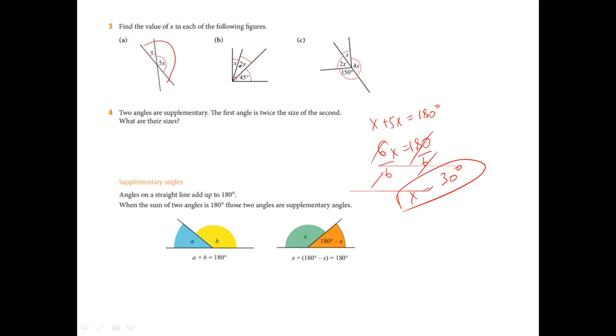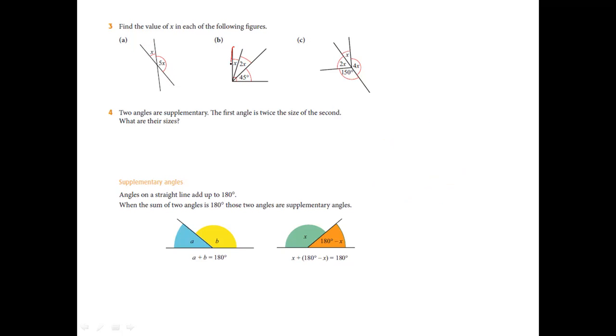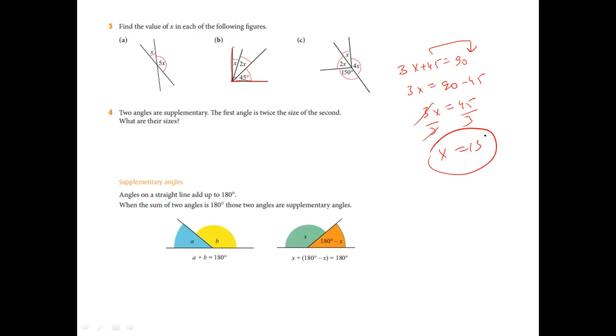And what about B? Are they complementary angles? Yes, because of its right angle. And x plus 2x is 3x. 3x plus 45 is equal to 90 degrees. 45 goes to the right side, so 90 minus 45. 3x is equal to 45, and we need only x. That's why I will divide by 3. X is equal to 15. When you put 15 in place of x, you will get 90.